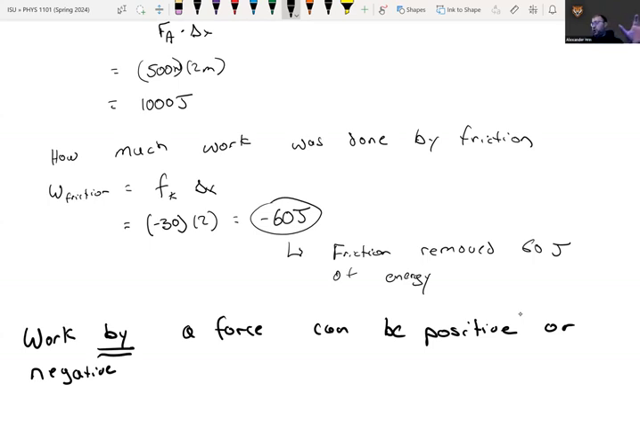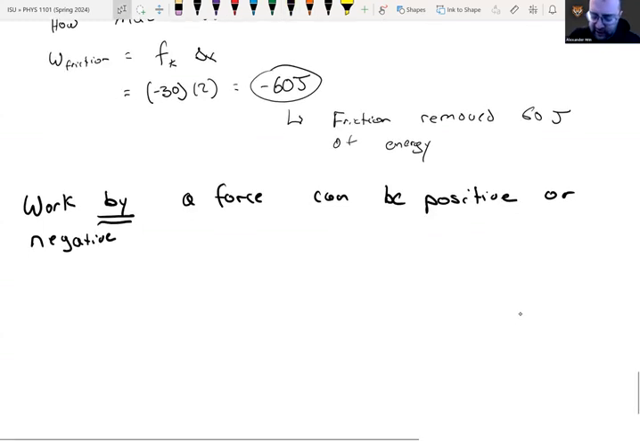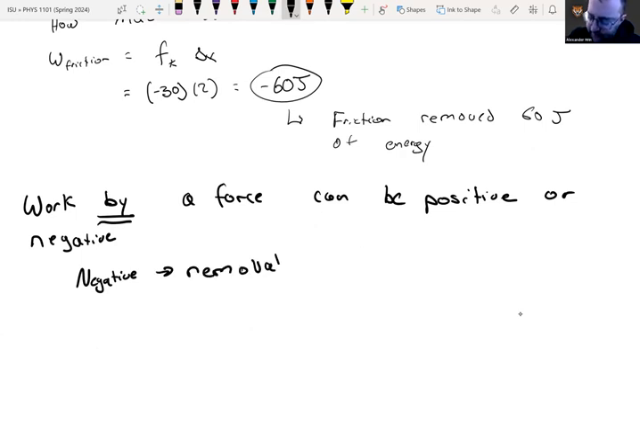If you're looking for work done on an object, then you're looking for the combination of all forces. So we'll write that again. But if it's negative, then basically this is a removal of energy. And if it's positive, then this is a gain, or I'll say an addition, of energy. All right.